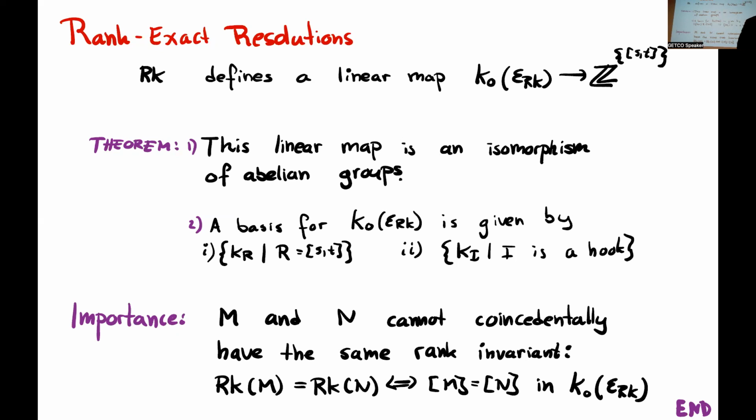So in particular, a basis for K0 of the Grothendieck group is given by either the hooks in the projective resolution, or you can use the rectangles to also give you a basis. And the moral here is that two multiparameter persistence modules cannot coincidentally have the same rank invariant. There's a deeper explanation. If they have the same rank invariant, they're also going to be equal in the Grothendieck group. So they are somehow connected by these short exact sequences. That's what I wanted to say. All right, thank you.